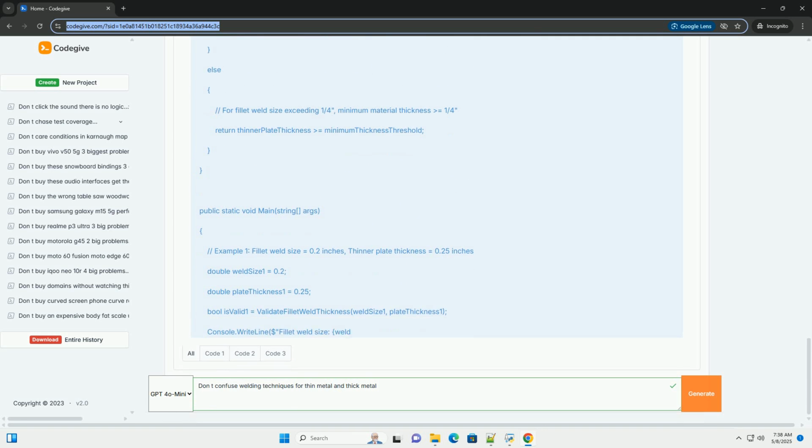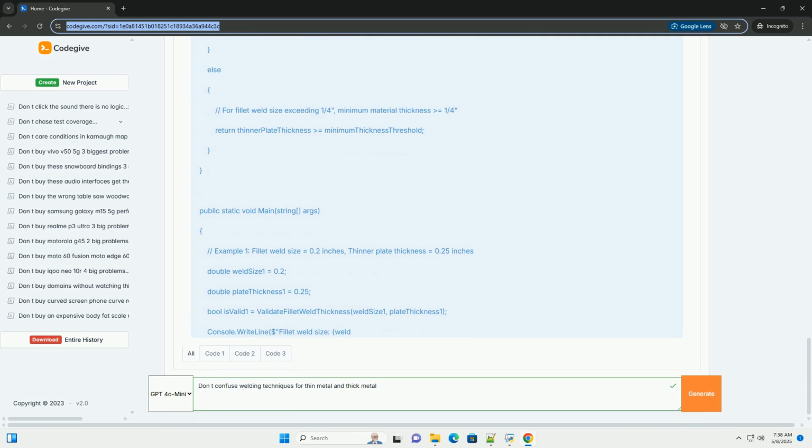FCAW, flux cored arc welding: primarily used for thicker materials due to its high deposition rate. Laser welding: suitable for thin materials requiring high precision and minimal heat input. Resistance welding, spot welding: specifically designed for joining thin sheets. Process recommendation table: metal thickness, process, recommendation, notes.